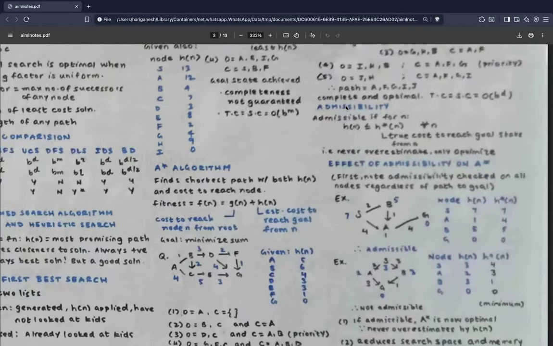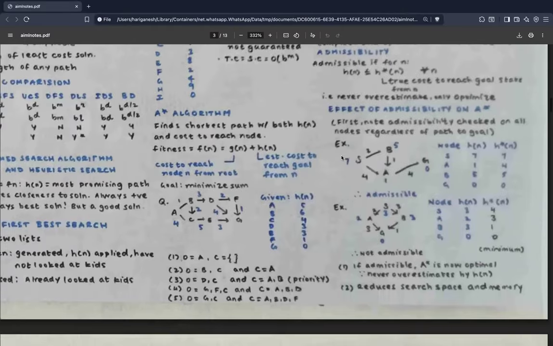So for every single node, you have to make sure that the cost it takes to reach the goal is never less than your estimate. The effect of admissibility on A star we'll discuss, but that's the basic meaning of admissibility. I think an example will make it easier.